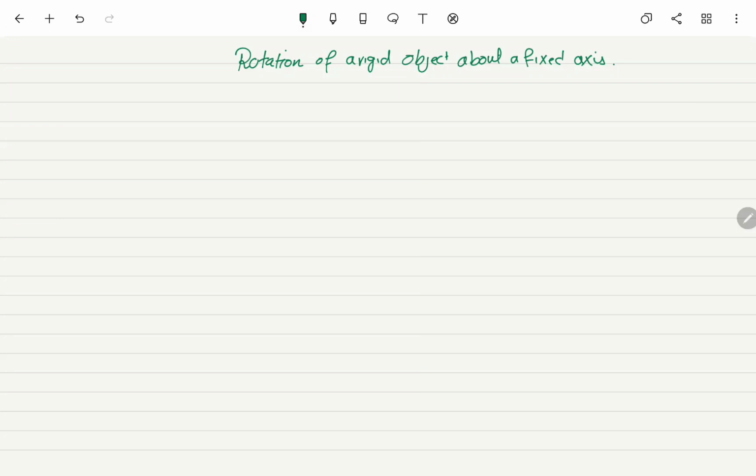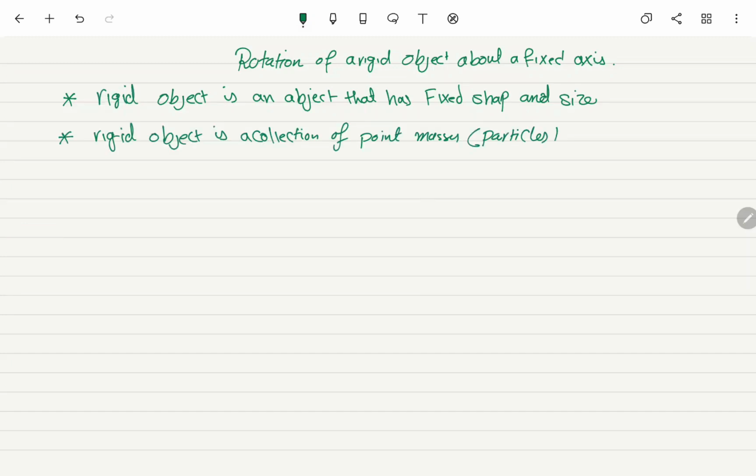Now, let's identify a rigid object. A rigid object is an object that has a fixed shape and size. Also, a rigid object is a collection of point masses, like particles. Which means, if the rigid object is rotating about an axis, then all points or particles of the object rotate through the same angle about the axis of rotation. For example, these particles are rotating around this axis here.